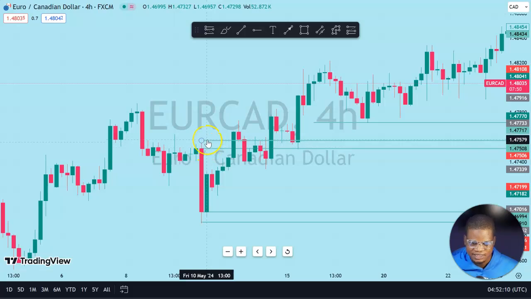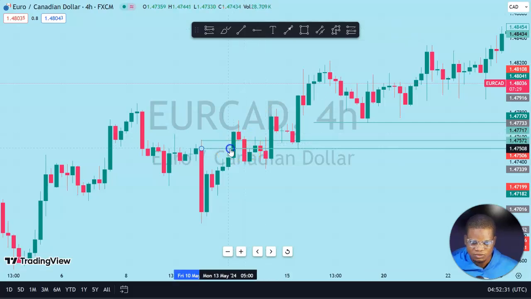This is the highest point the price reached during this movement. That's the high of the candle, and this is the lowest point price reached during the movement. This is the low of the candle, and this is the closing price. So let's get rid of that quickly so that we can do the next candle.